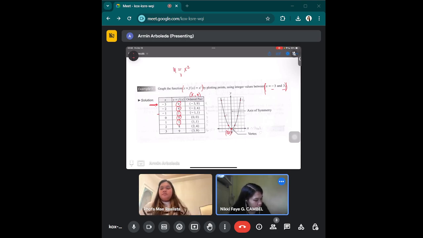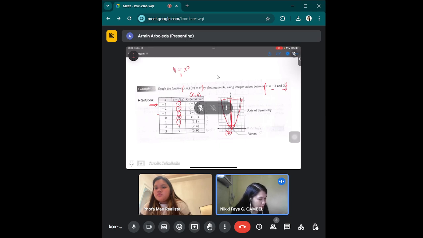So this is your axis of symmetry because, for example, the distance from here to here, from the axis to here, is actually equal to the distance from the axis to the other part of the parabola. So it's telling us that this half of the parabola is a reflection of this other half. Okay? So that's a property of the parabola.